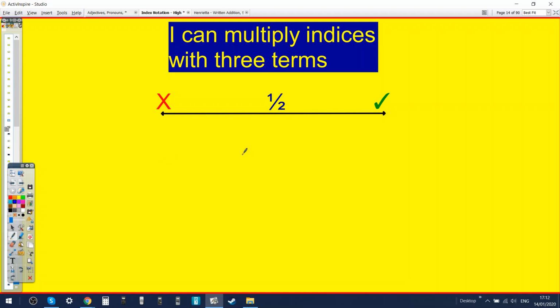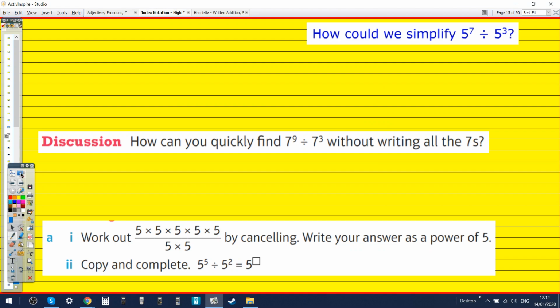So that's 3 terms. What do you give yourself for those multiplying indices? I think I'm good at it. Yeah, very good. So we have to do dividing indices. Dividing is the reverse of multiplying. For multiplying, you add the indices. Any idea what you do for dividing them?